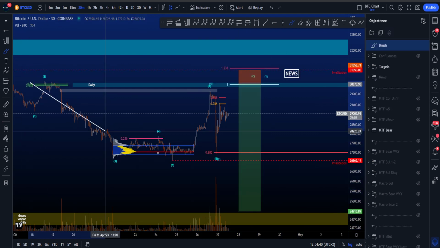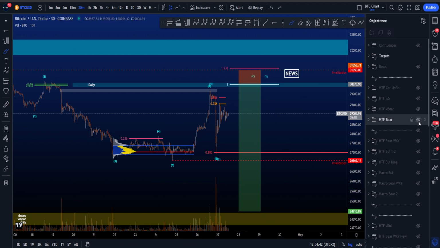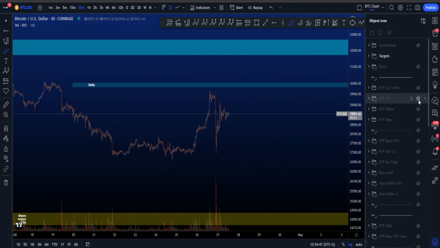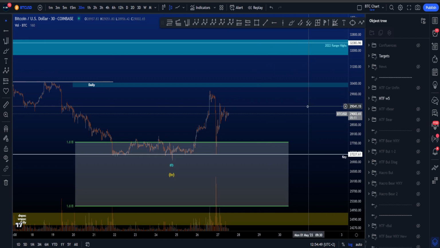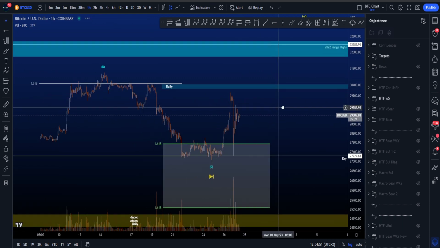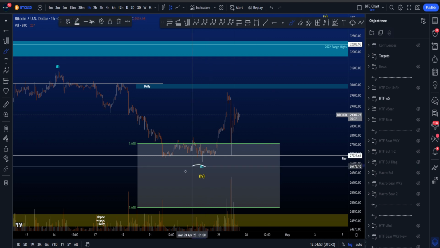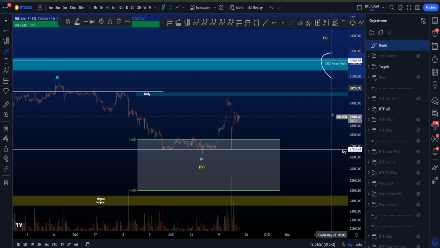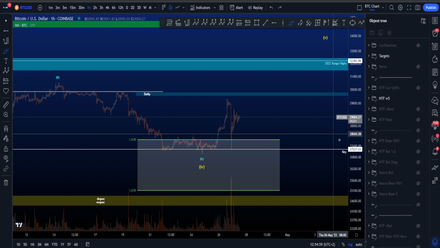Or we have an A, B, C, right? That's the question. It's either an A, B, C, or it's then a 1, 2, 3, 4, 5, like an impulsive structure. If we then go to, for me, an invalidated scenario, just to explain to you, then we had a very bullish scenario where this is then the end of a higher time frame wave 4, looking for upside in a wave 5, where the 2022 range highs at 32.4k are very interesting.